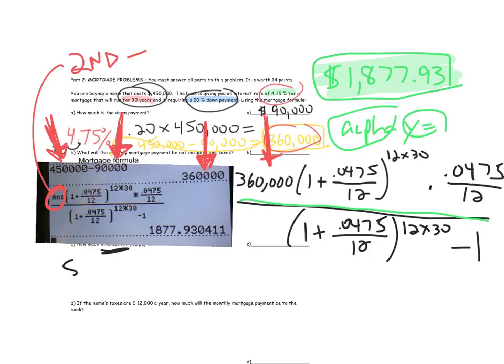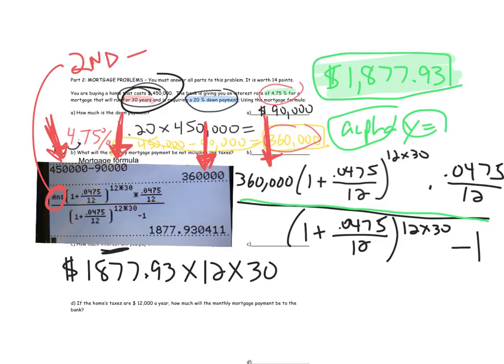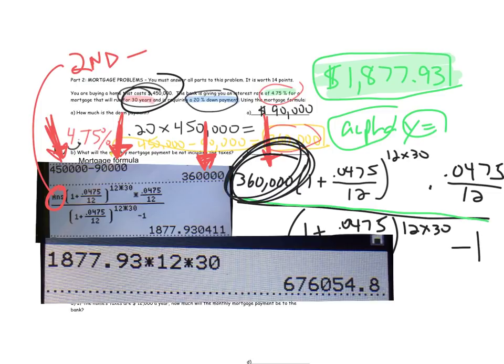You need to figure out how much in interest you're going to be paying. And here what we do is we take that monthly payment, $1,877.93. We're making monthly payments, so we're going to multiply it by 12 because you're making 12 payments per year. And the mortgage is for 30 years, so you're going to then multiply that by 30. So you're borrowing $360,000, but you end up paying back over $676,000. Here's the precise number.